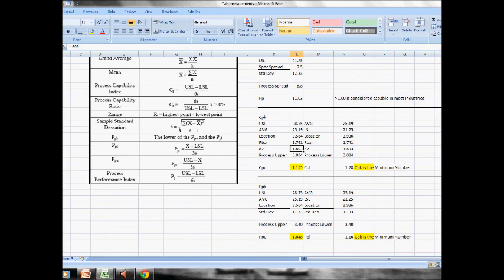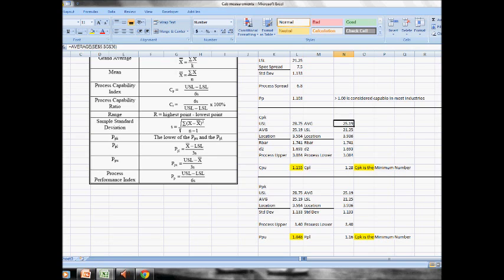R bar over D2 is used to estimate your standard deviation. Now you've got to pay attention to the formula here. It's 3 times the standard deviation, because you're only looking at half of it, going from the average to the upper spec. You're looking at half that process. So 3 times the standard deviation in the denominator. And then you divide these 2 numbers, location divided by your process upper, and you get 1.155.